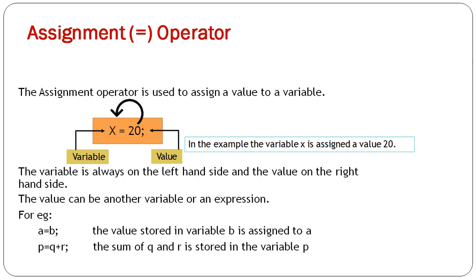Next, coming to the assignment operator. The assignment operator evaluates the operand on the right hand side of the operator and places its value in the variable on the left. So the value 20 is assigned to variable x. The variable is always on the left hand side and the value on the right hand side. The value can be another variable or an expression. So a equal to b means the value stored in b is assigned to a. Similarly, p, q and r are summed and their output is stored in p.